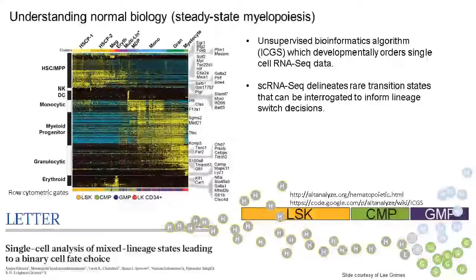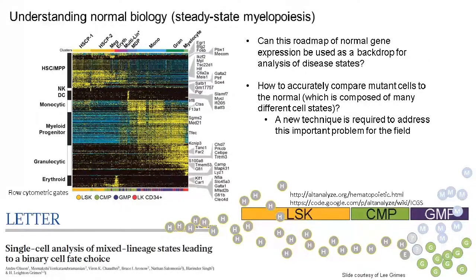In an effort to understand normal biology, the Grimes Lab has recently published a paper that utilized a new bioinformatics algorithm called ICGS to order single-cell RNA-seq data. The results of this paper highlighted rare transition states in hematopoiesis and identified key lineage decisions between the monocytic and granulocytic lineage. But we're left with a few questions after this study.